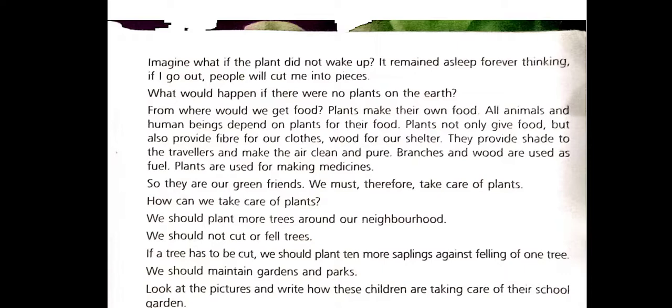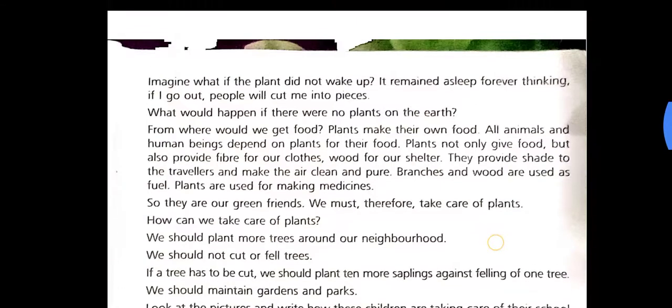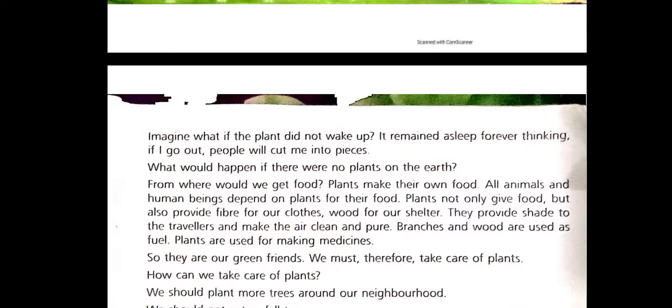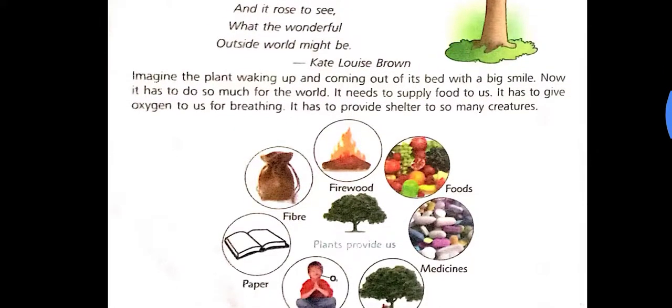How can we take care of plants? We should plant more trees around our neighborhood. We should not cut or fell trees. If a tree has to be cut, we should plant 10 more saplings against the felling of one tree. We should maintain gardens and parks. So here, children, I am completing reading. So seeing the book, you try to read the lesson without making any mistake.